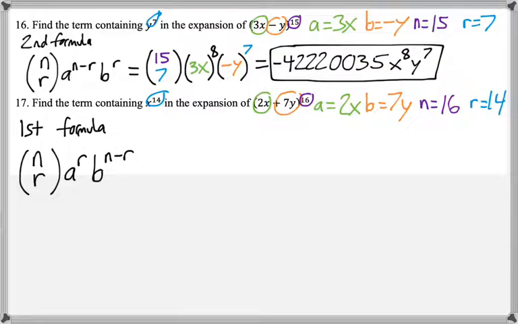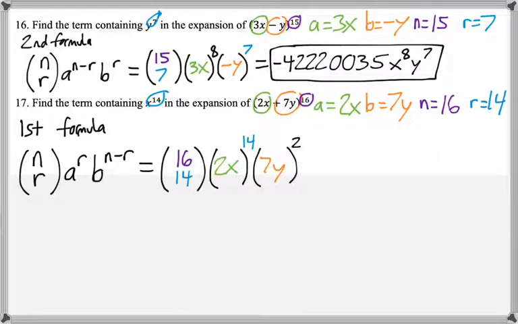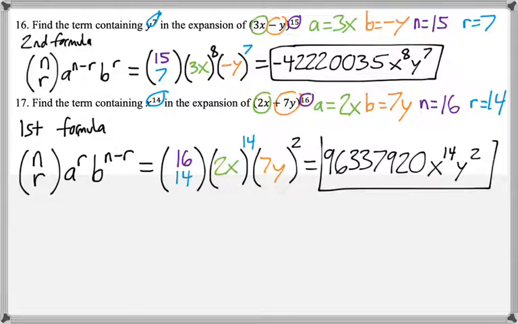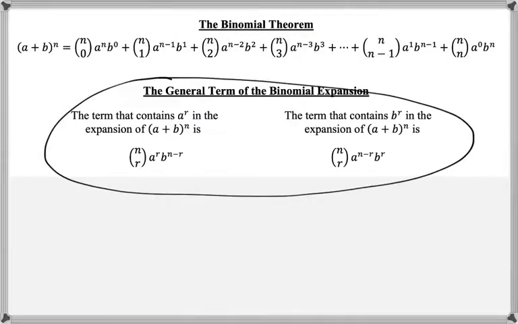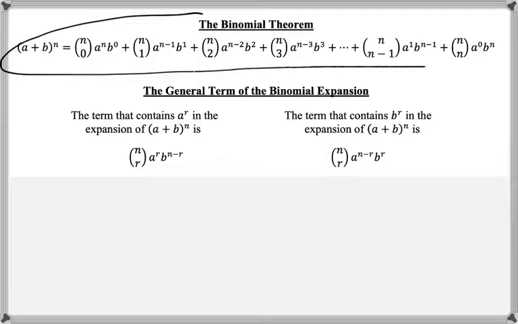Now I want to plug those values into the formula, which will look like this. And then I want to simplify, and this will be our final answer. And again, the advantage to using these formulas is that we don't need to use the entire binomial theorem to get to the term that we want.